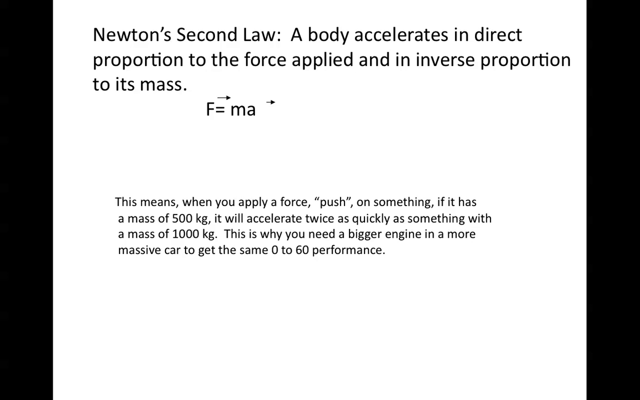Newton's second law: a body accelerates in direct proportion to the force applied and in inverse proportion to its mass. F equals ma. This means when you apply a force, when you push on something, if it has a mass of 500 kilograms, it will accelerate twice as quickly as something with a mass of 1,000 kilograms. This is why you need a bigger engine, for example, to get a more massive car from 0 to 60 in a given amount of time. You need a harder push if the object is more massive to change its motion than you need if the object is less massive.